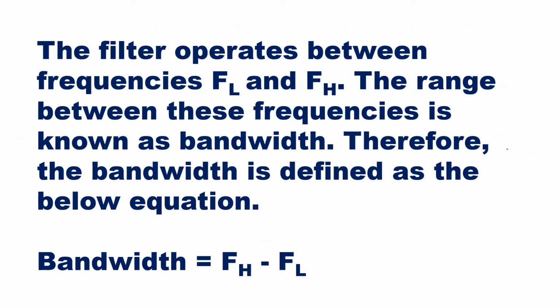So the filter operates between the frequencies FL and FH. The range between these two frequencies is known as bandwidth. Therefore, the bandwidth is defined as: Bandwidth is equal to FH minus FL. Because we are taking the minus 3 decibel point, we can give you the bandwidth. So the frequencies from FL to FH will be passed, and that is the bandwidth of this filter.